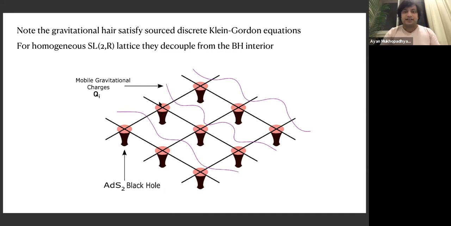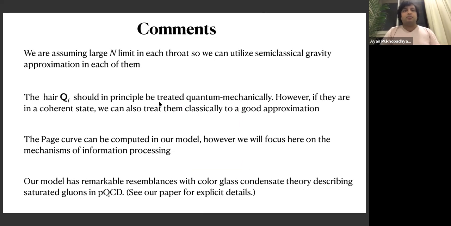So this is the cartoon again, which I wanted. I just want to make some comments. What we are doing here is assuming the large n limit in each throat simultaneously, so we can utilize the semi-classical JT gravity approximation in each of them. But the hair Q I, these Roman Q I's, should in principle be treated quantum mechanically. But we can simplify our life and say that they are in a coherent state, so we can also treat them classically to a very good approximation. And what we will see is that we can do some Hayden-Preskill protocol even with this kind of classical approximation.